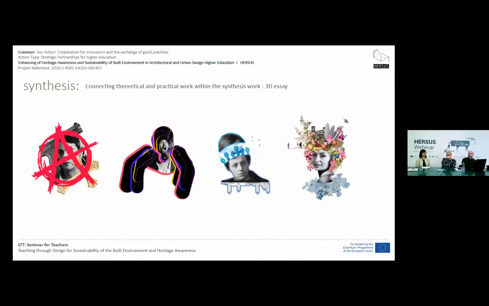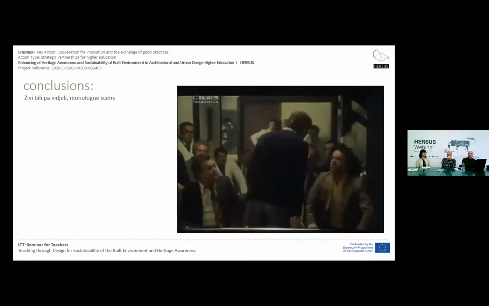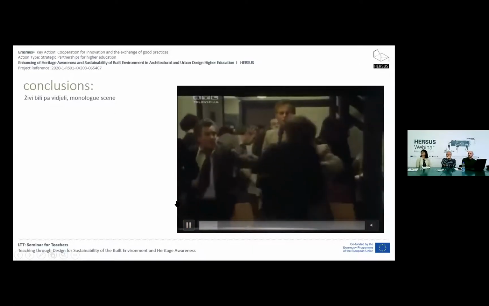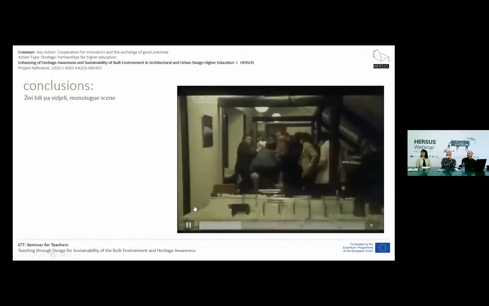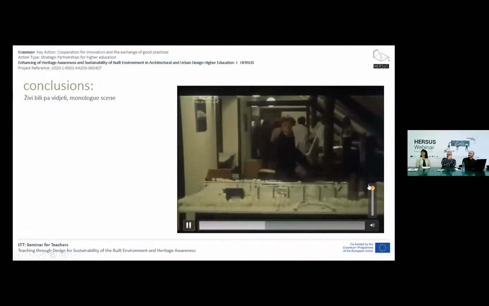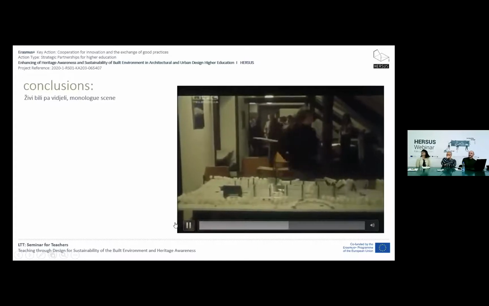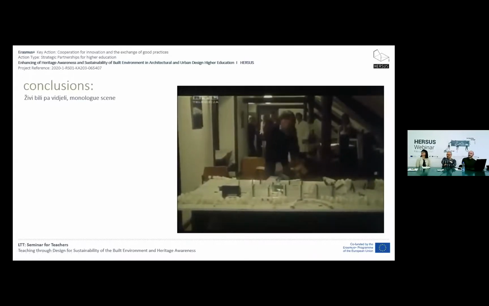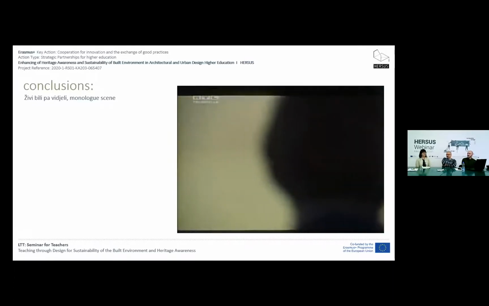And just instead of a conclusion, next slide, a short 20-second film from the movie Živi bili pa vidjeli, Long Live and See. Or let's see, I will put it that way. Let's see what will happen in the future. It's a film of Milovanović, a Yugoslavian Croat director. The film was made in the mid-70s, and actually socialism opened its systemic crisis. So it's a brilliant elaboration of that crisis.